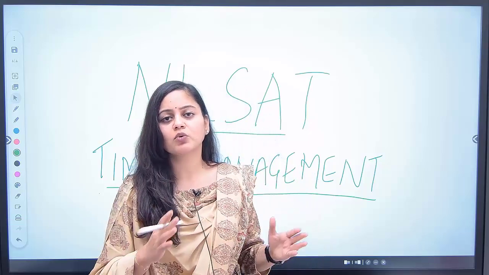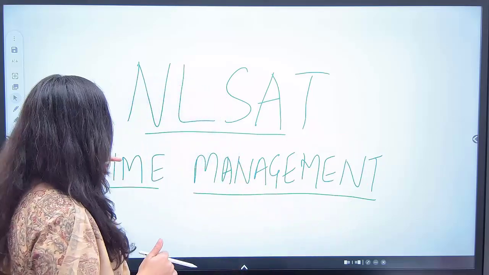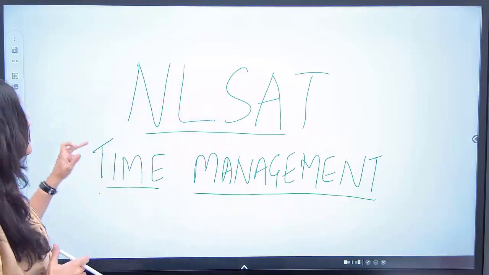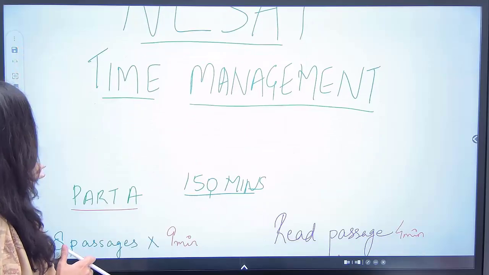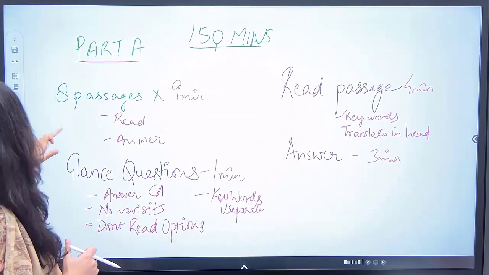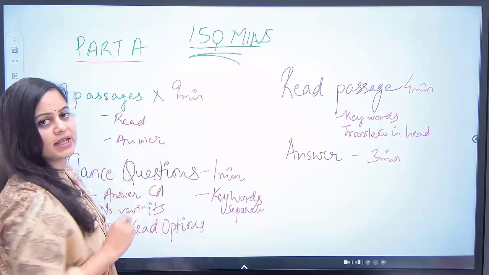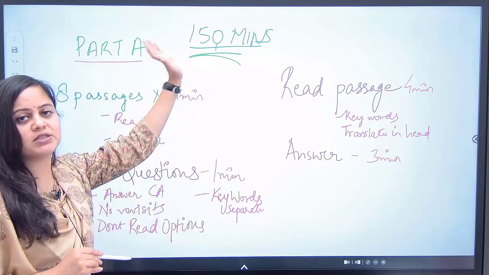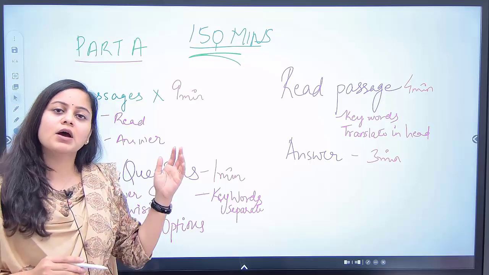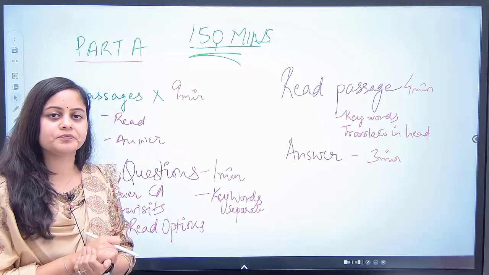So what we will do is, part by part, we will understand how much time we are supposed to give to both the parts. We understand that for both the parts, we get approximately 150 minutes in hand. Now this 150 minutes needs to be distributed amongst part A and part B both.